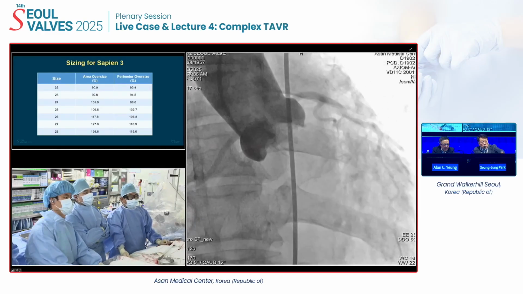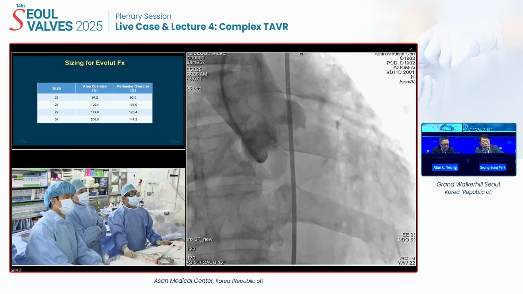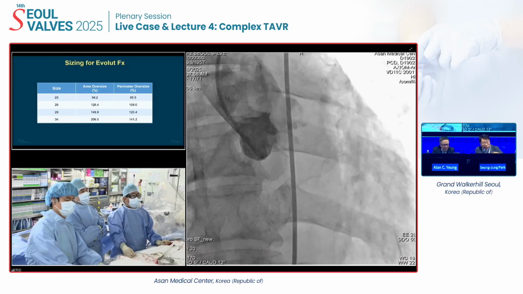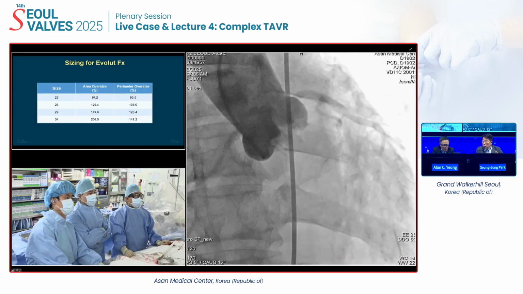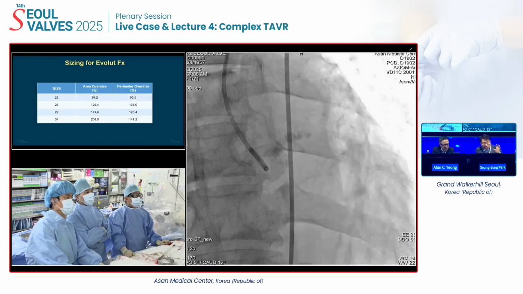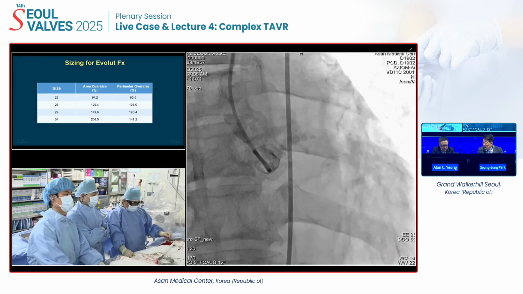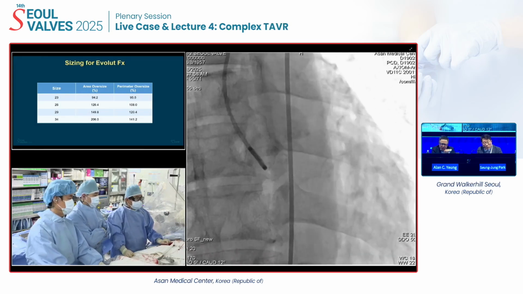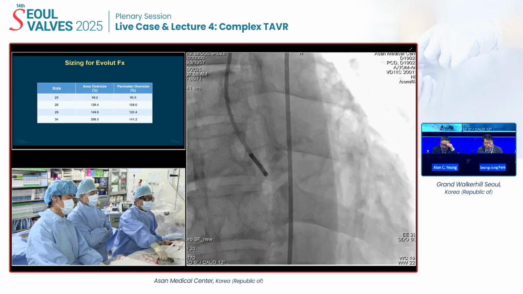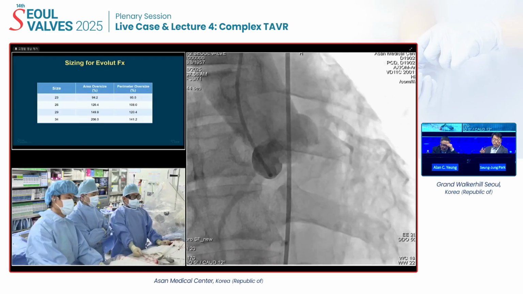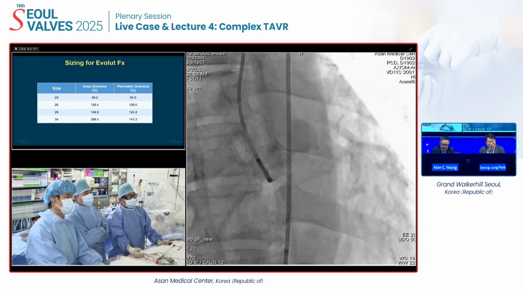Okay, how about you show the next slide for the Evolut series size-wise? We have to choose 29. Is 29 okay? Yeah. If we go with the self-expanding, perimeter oversizing is almost 20%. We have no other choice. Actually, 29 is relatively big compared to the native sinus diameters, right? Also, look at lifetime management. He's young, so he's going to need another valve at some point, and it's easier to do self-expanding on top of a balloon expandable down the road versus the other way around.